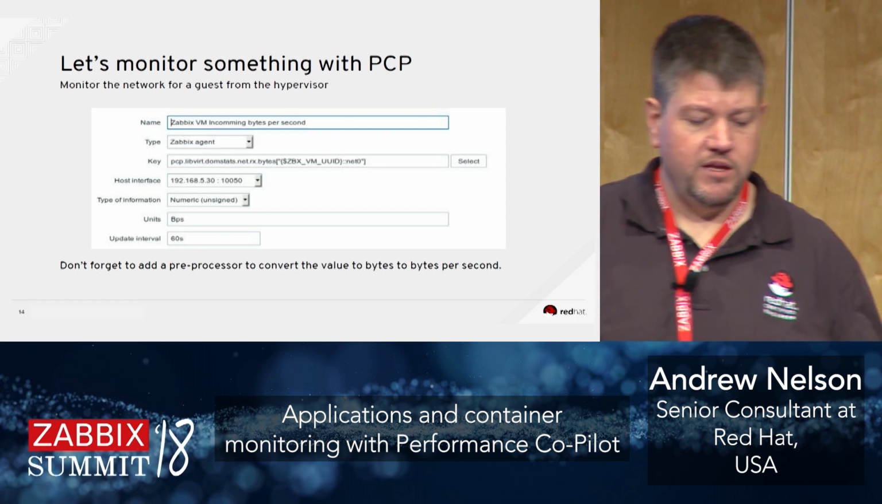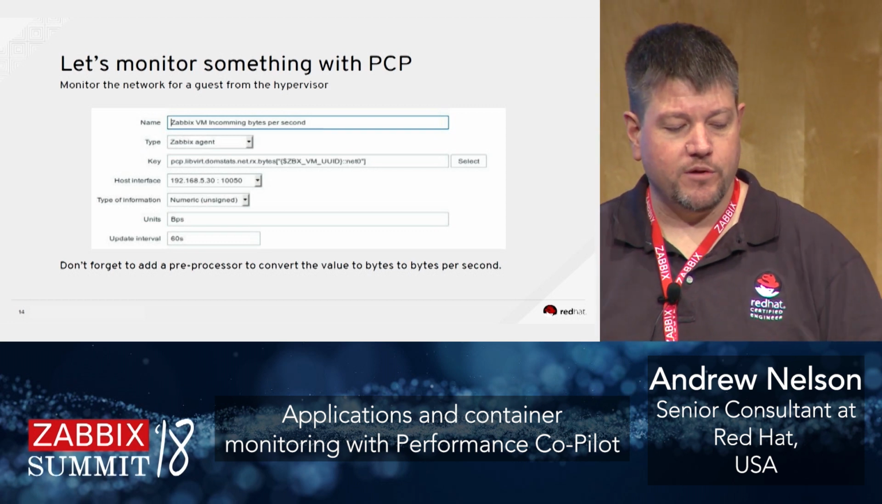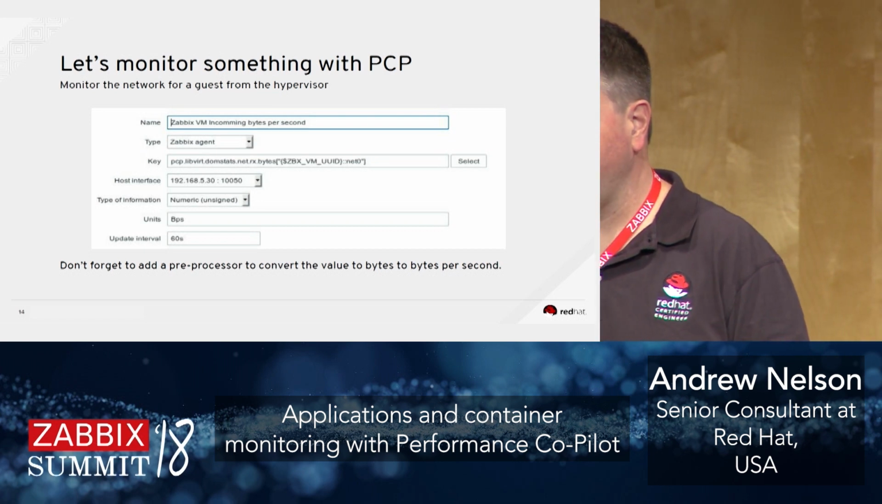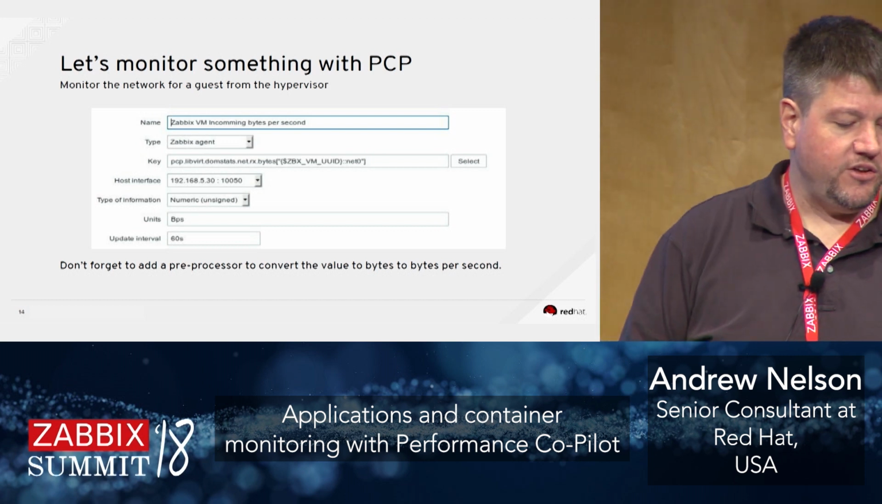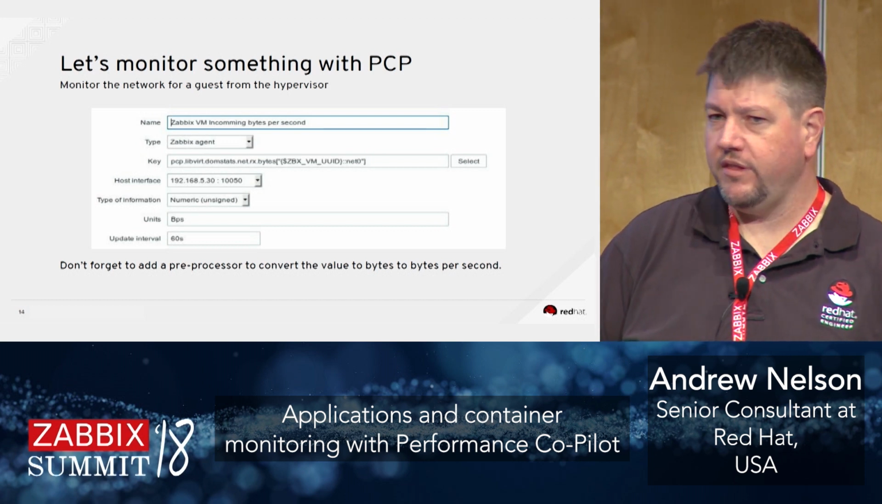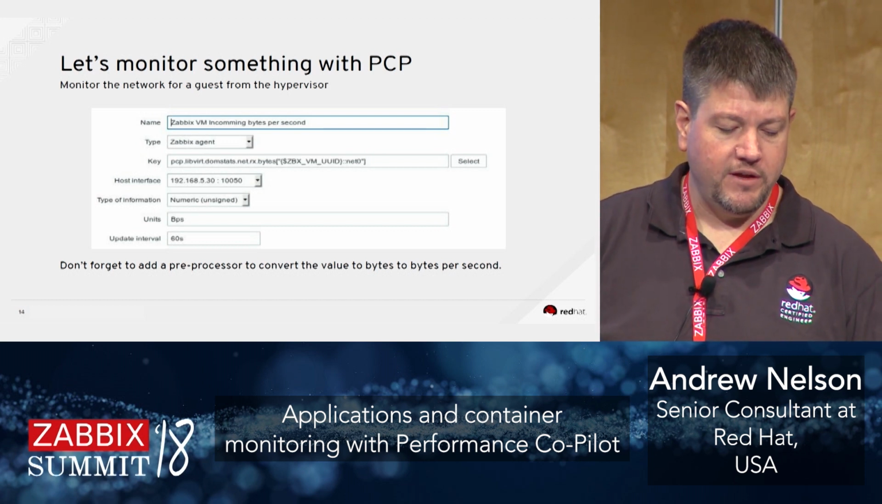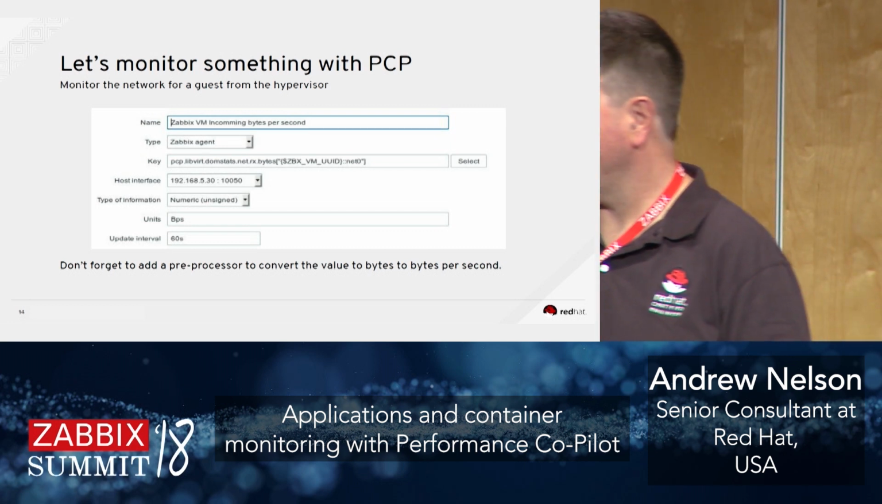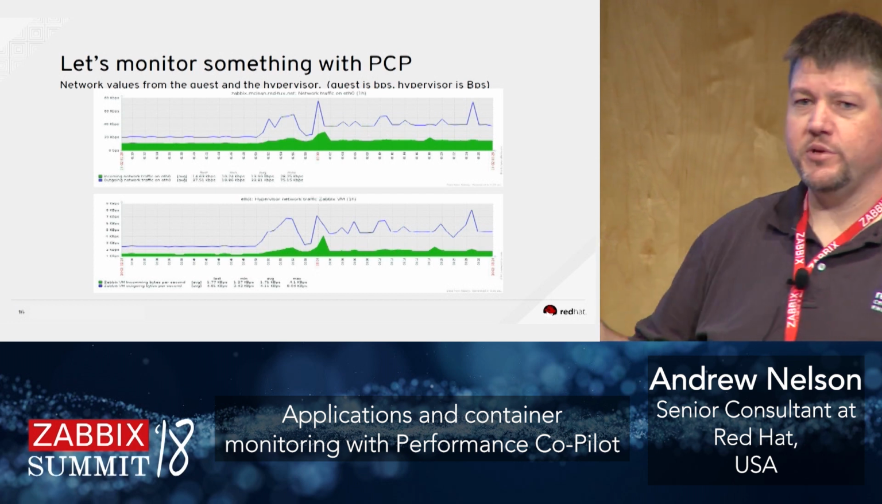We create our item. As you can see, it's a very straightforward one that we've done here. I've just happened to create a macro in this situation that I've stored. That way I can do multiple items for the guests that I'm looking at here. And I'm just looking at the bytes per second for the interface. Here's what it looks like in the end.